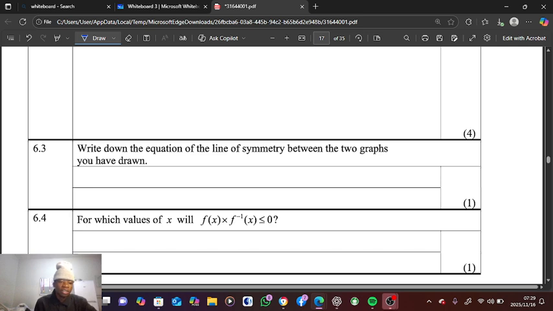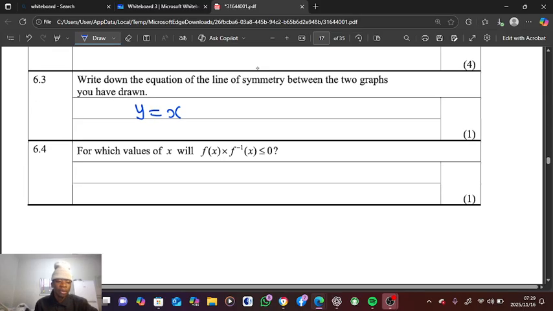We're going to say 6.3. Write down the equation of the line of symmetry between the two graphs you have drawn. The axis of symmetry is y is equal to x. Then we are done. Since we talked about it, 6.4 says for which values of x will f of x multiplied by f inverse be less than or equal to 0.